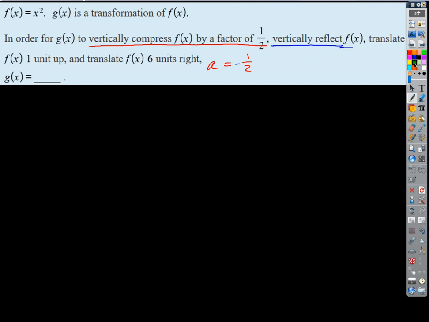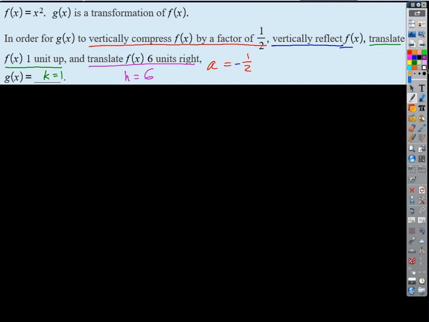How about this part right here? If we're going to translate the function f of x up one unit, what parameter is that? Plus 1 on the outside. Okay, which one is that? K. Yep, it's K. So K equals 1. And then finally, out here at the end, if it's going to translate 6 units to the right, which one is that? H. Yeah, so H is 6.